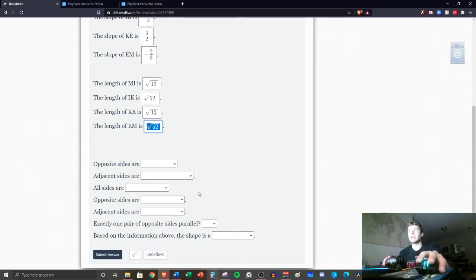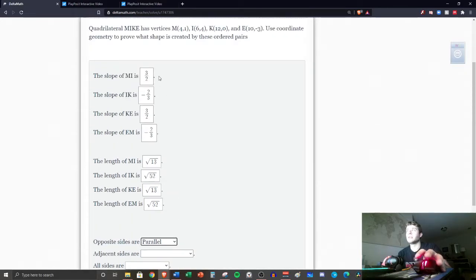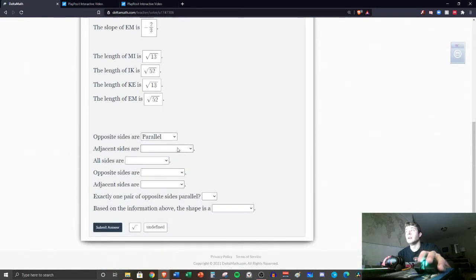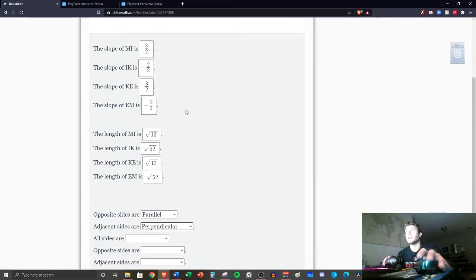So we go through here, and this is like our questionnaire about it. We're looking at the information that we gained from slopes and lengths. Opposite sides, are they parallel? Yes, we showed that. The opposite sides are always going to be the ones that are one space away from each other. Adjacent sides perpendicular? Yes, all of them. As you go, every other side, it's flip, change the sign, flip, change the sign, every single time.